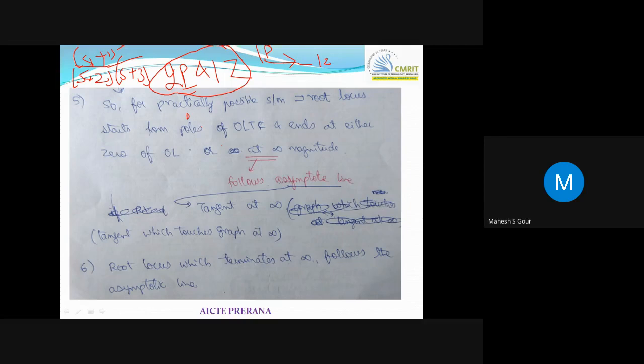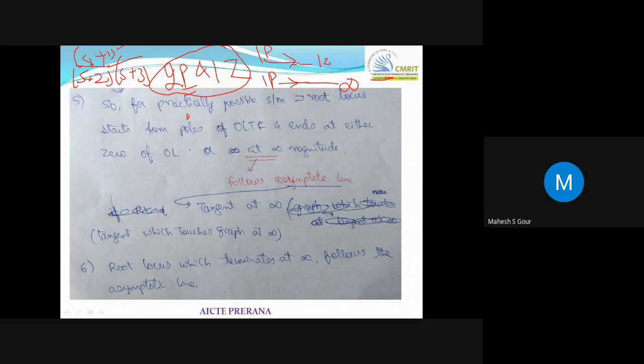So what will happen? Your root locus goes from poles to zeros. This one got terminated because it started from a pole and ended at the zero. But now there is one more pole, right? It is starting, but there is no zero available because there is only 1 zero. So this will terminate at infinity. Okay, you will be a bit clearer when you are solving problems.